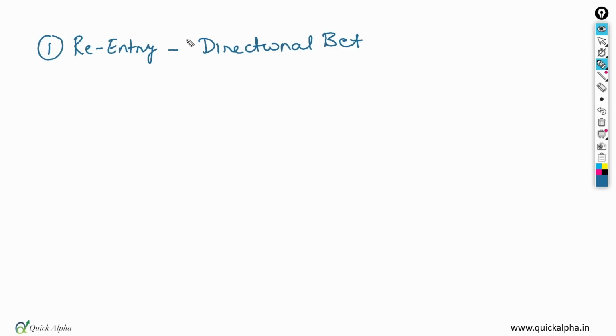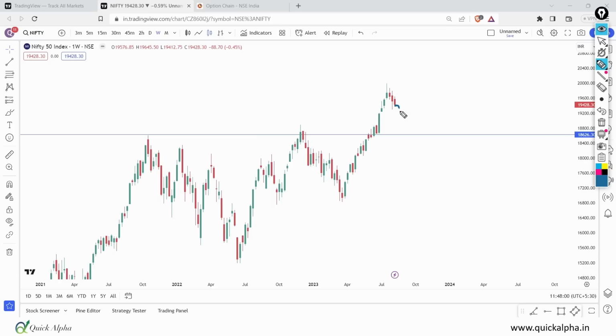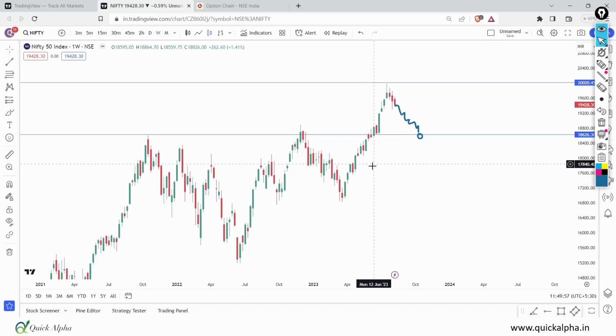Now we spoke about exiting the trade, but where exactly are we going to re-enter? Let us assume the market has actually come down till here. Now when we take a look at the charts, I know for a fact that 20,000 is going to be a very strong resistance, because the market tried to break it but was unable to, and we saw a sell off. But on the downside, I also know for a fact that 17,000 is going to be a very strong support.